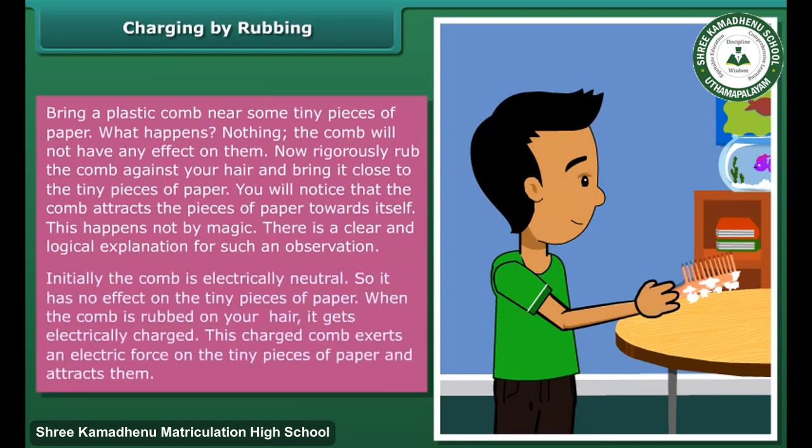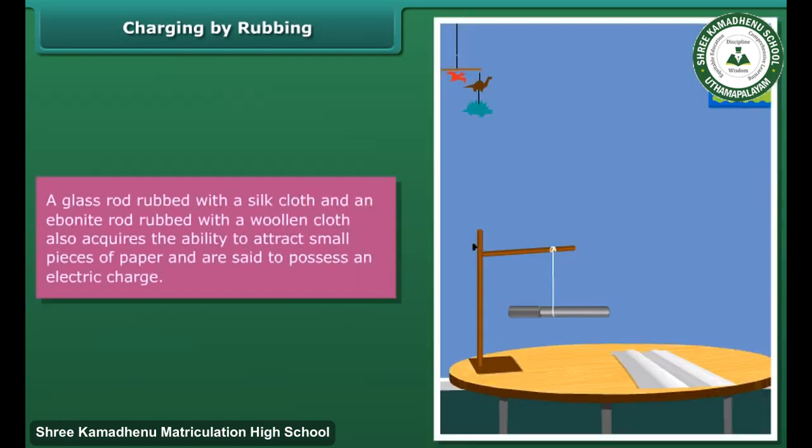Initially, the comb is electrically neutral, so it has no effect on the tiny pieces of paper. When the comb is rubbed on your hair, it gets electrically charged. This charged comb exerts an electric force on the tiny pieces of paper and attracts them. A glass rod rubbed with a silk cloth and an ebonite rod rubbed with a wooden cloth also acquire the ability to attract small pieces of paper and are said to possess an electric charge.